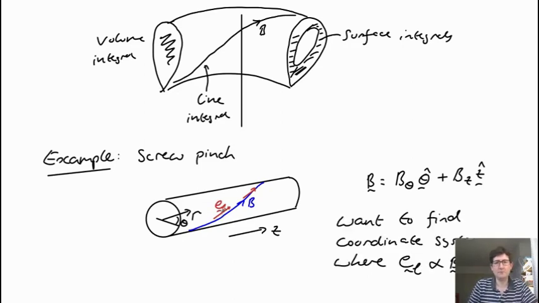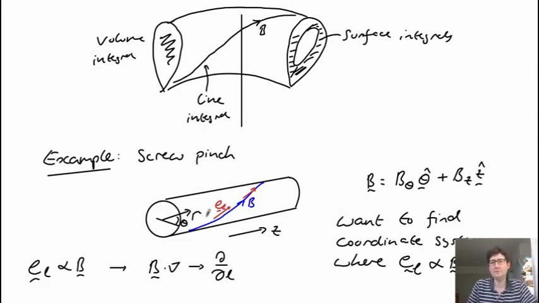One of the main reasons for doing this is that if eL, the tangent vector, is proportional to B, then we can make the parallel gradient, B dot grad, look just like d by dl. So we just have a gradient along a single direction L along the field lines. But to do this we need a coordinate system where one of the coordinates has a helical path, so it's following the magnetic field.